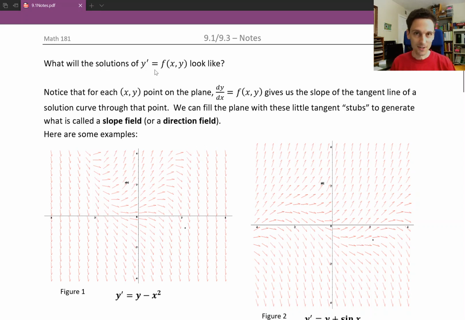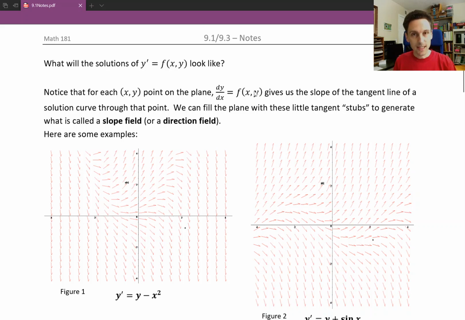Now, of course, not every differential equation can be written in this form, but if you have a differential equation that can be written in this form, then you can visualize it through these things called slope fields or direction fields. So notice that for each x y point on the plane, dy/dx equals f of x y, which gives us the slope of the tangent line of a solution curve through that point.